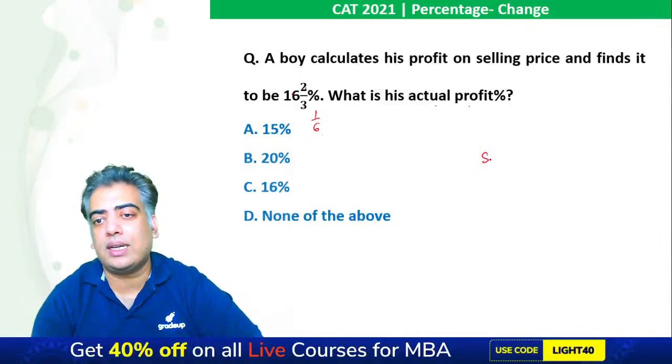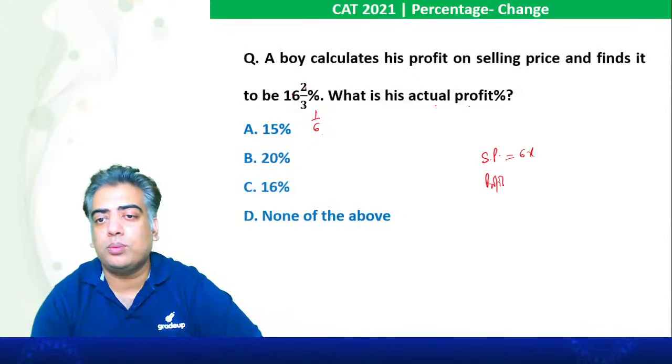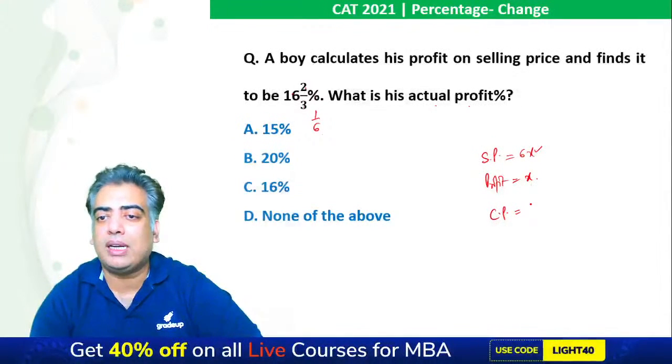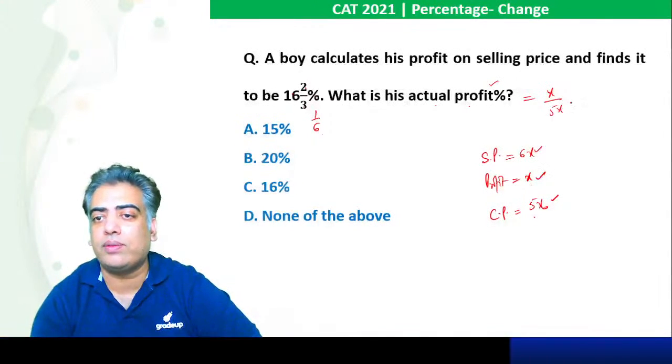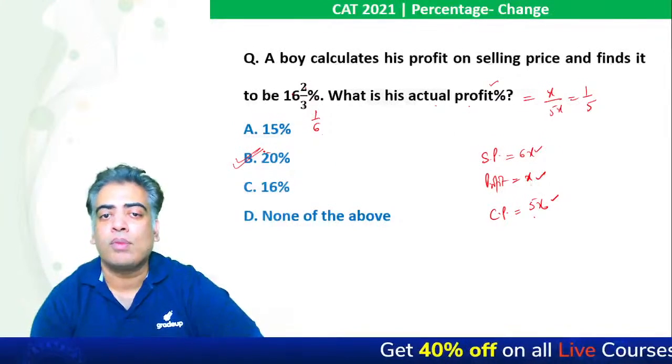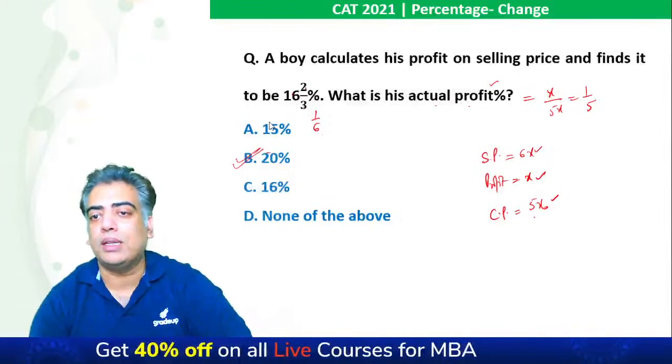So let's say if your selling price is 6x, you calculated your profit to be 1 by 6 of 6x, which is x, which means cost comes out to be 6x minus x, which is 5x. So actual profit percent is profit calculated over cost. So x over 5x, which is 1 by 5, which equals 20%. So answer comes out to be B.